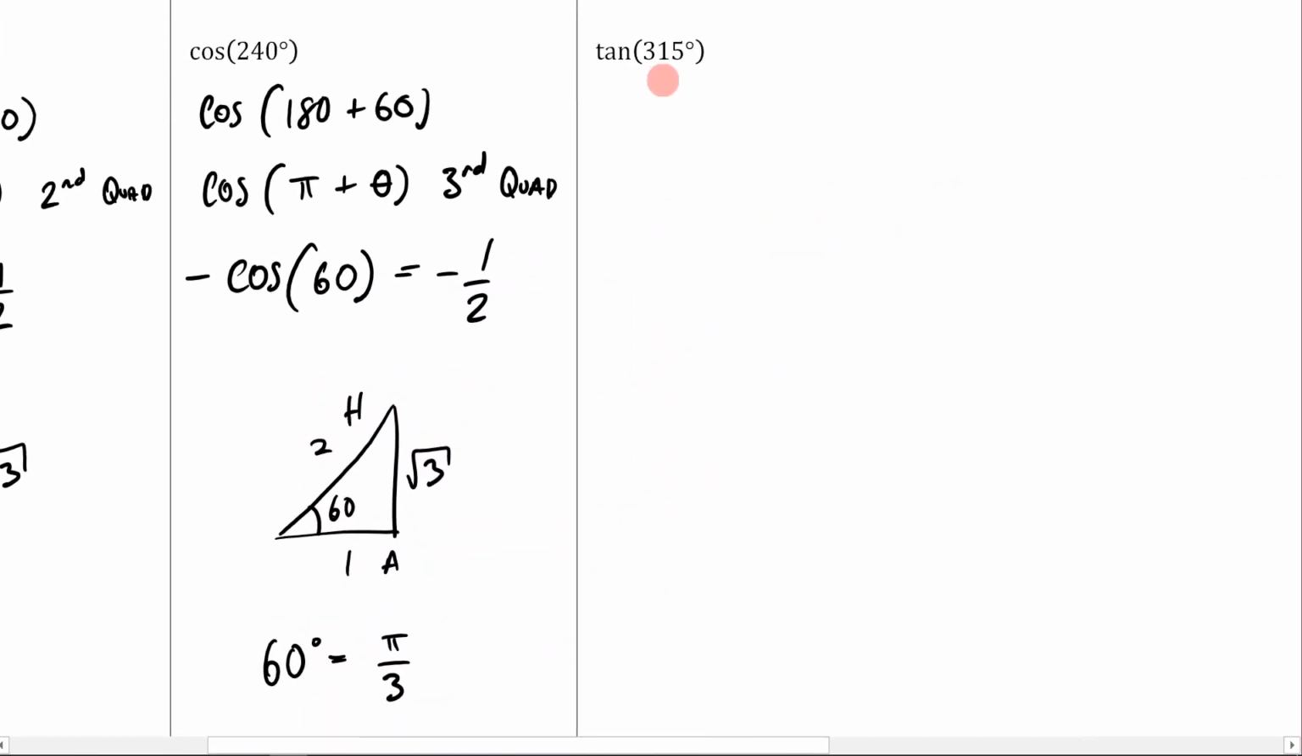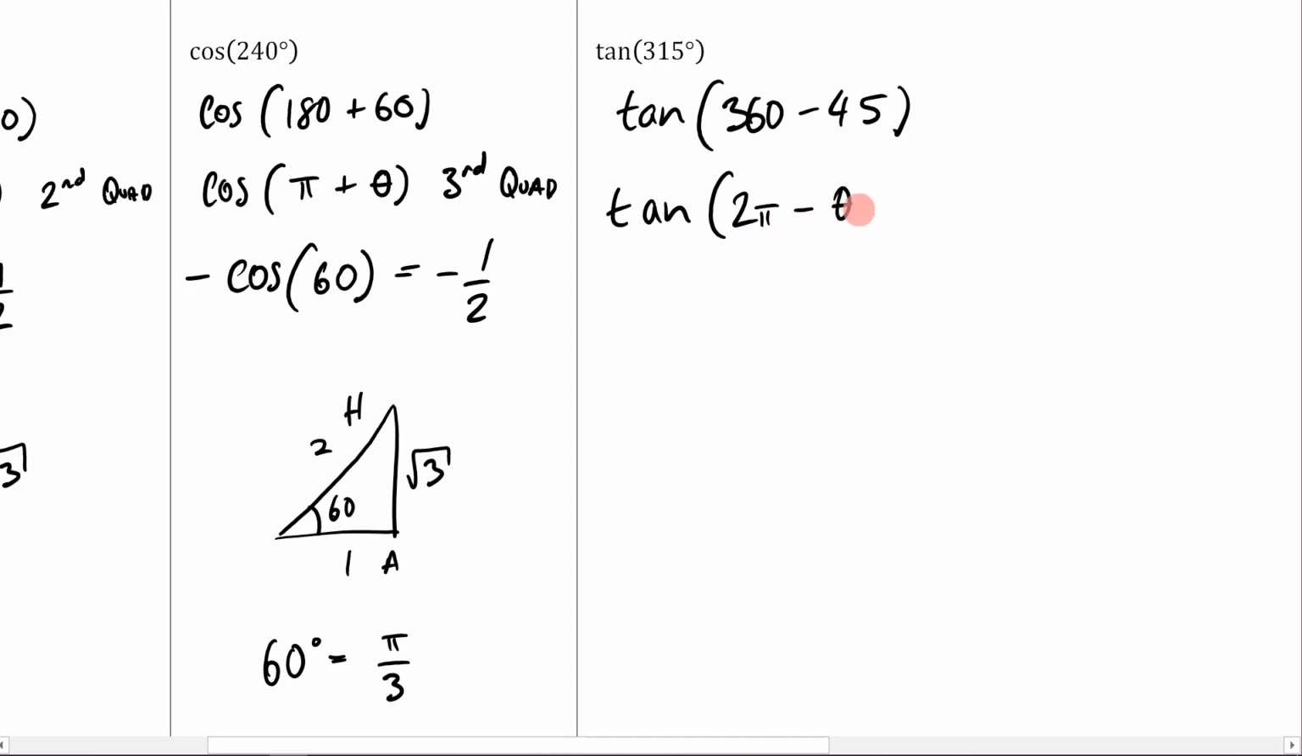All right, last one, tan of 315. What can I break this down into? This could be tan of 360 minus 45. Yes, that will work. And that means I'm going to be left with tan of, now this would be 2 pi minus an angle, which tells me it's in the 4th quadrant.